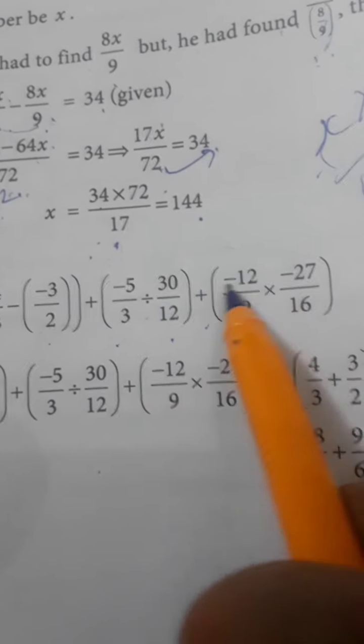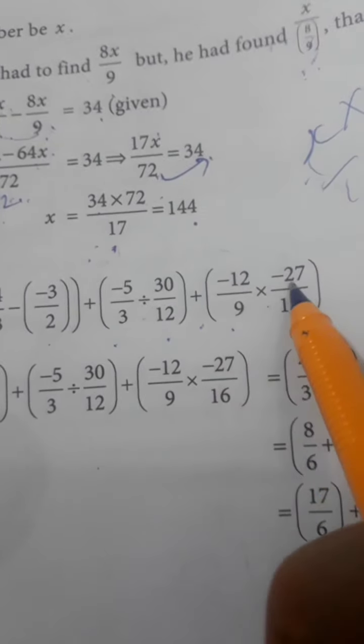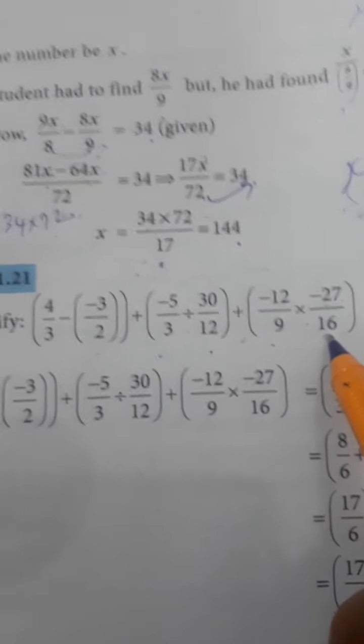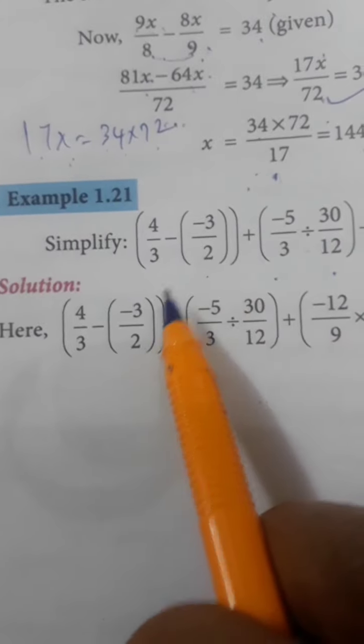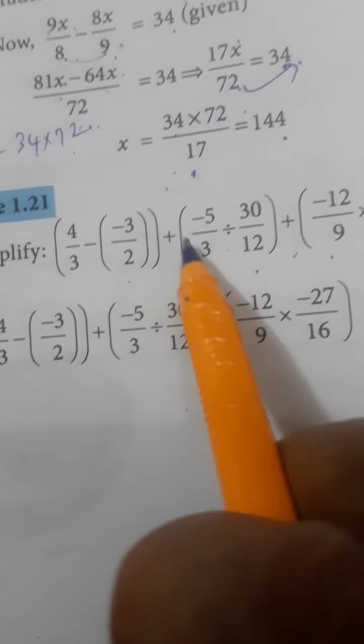Okay. Next, simplify. 4 by 3 minus 3 by 2 plus 5 minus 5 by 3 divided by 30 by 12 plus minus 12 divided by 9 into minus 27 divided by 16. Solution, write and start the work. First work is, what is the work? As it is, write the question.